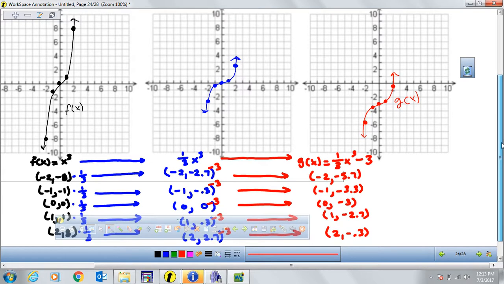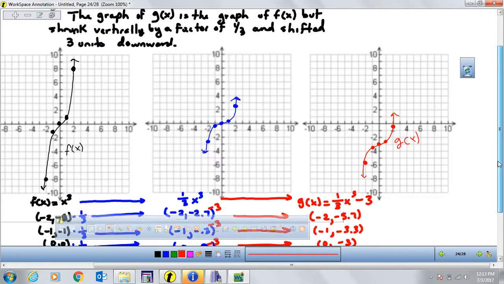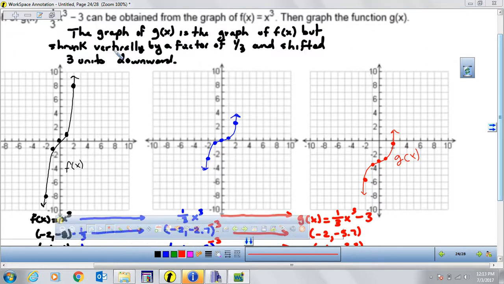And that completes this function right here. And we already described how the graphs are related. First, the graph was shrunk vertically by a factor of 1/3, and then the graph was shifted 3 units down to create this.